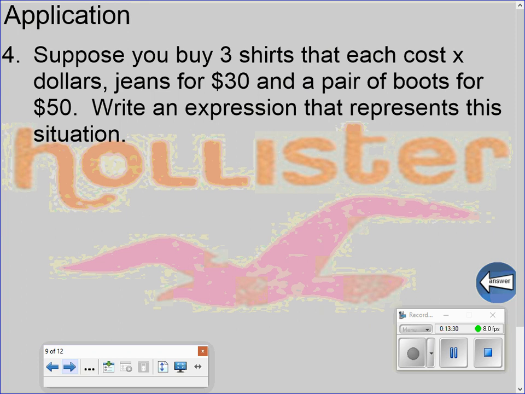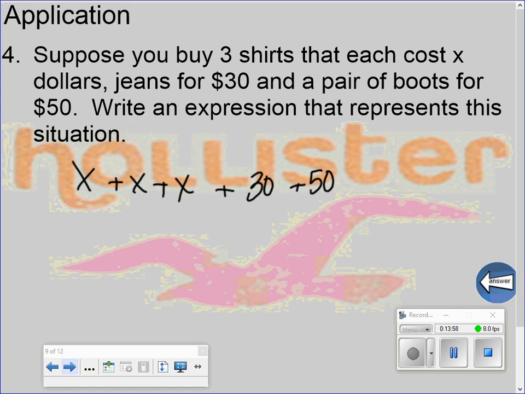When we have a word problem, you're doing the same thing. So we have, suppose you buy 3 shirts that cost X dollars each, jeans for 30, and a pair of boots for 50. We want to write the expression. So you could write X plus X plus X plus jeans for 30 and boots for 50 equals, and we don't know how much it equals, we just have an expression here. Or I could combine my like terms, and so this would be 3x and this would be 80.